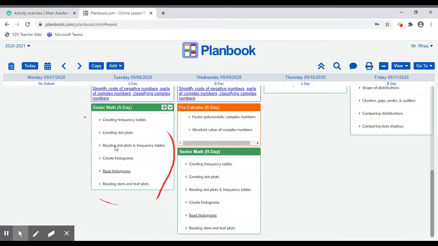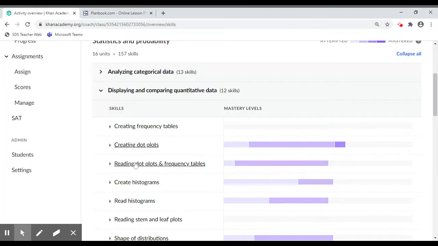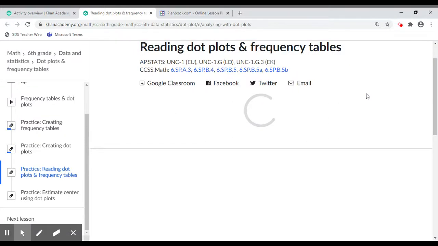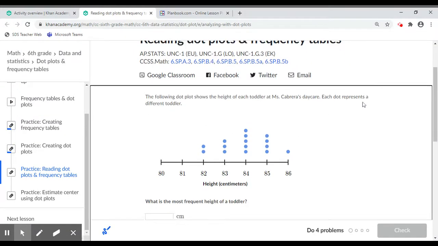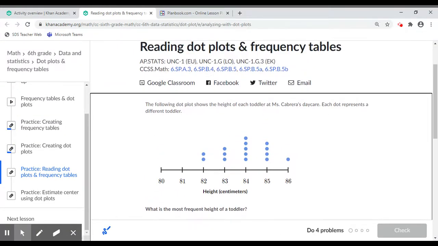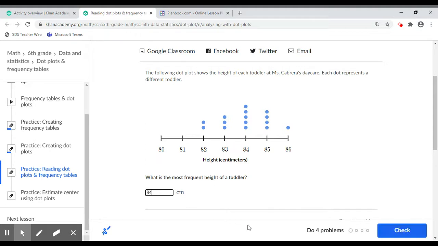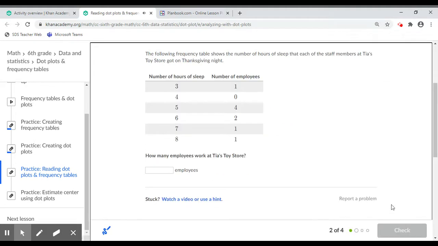Next on our list is reading dot plots and frequency tables. It's the same idea, but we're just going to translate the information from an existing dot plot or frequency table. First question, what is the most frequent height of a toddler? So the most frequent one, the most often occurring one, is the highest dot plot, right? So it should be 84. Let's try a different one.